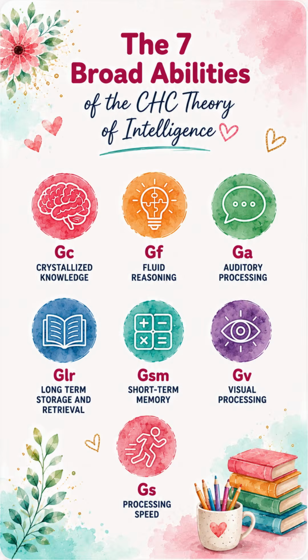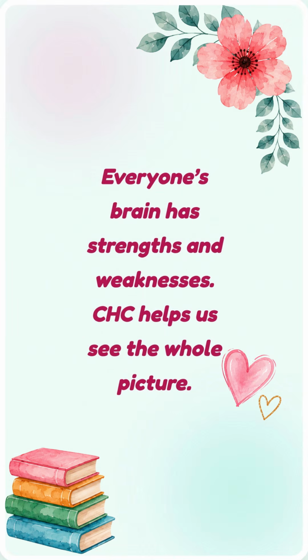So those are the 7 broad areas identified in CHC that we look at when talking about strengths and weaknesses in one's cognitive abilities. Everyone's brain has strengths and weaknesses. CHC theory helps us understand the whole picture, not just a number on a test.